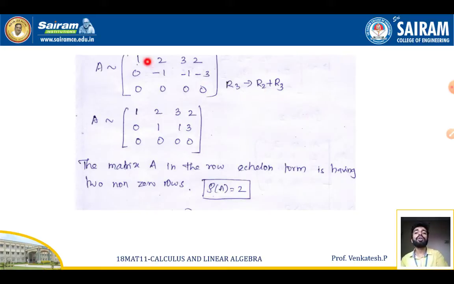So I'll get 1, 2, 3, 2, 0, minus 1, minus 1, minus 3. I'm keeping the R1 and R2 rows as they are. I am doing the operation with respect to the R3 row. Adding R2 with R3 from the previous matrix, I'll get 0, 0, 0. According to echelon form, the first entry of a non-zero row must always be 1, right? But here minus 1 is there. To make this plus 1, I'm going to multiply this complete row by minus 1. So I'll get 1, 2, 3, 2, 0, 1, 1, 3, 0, 0, 0. From this matrix we can say it is an echelon form having 2 non-zero rows. Hence the rank of the given matrix A will be 2.